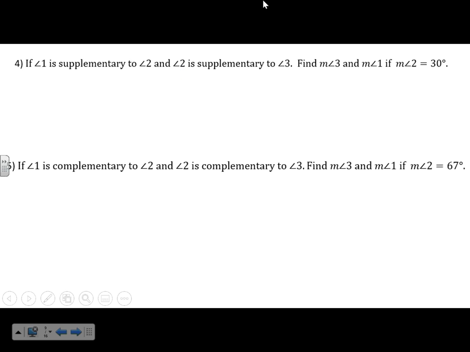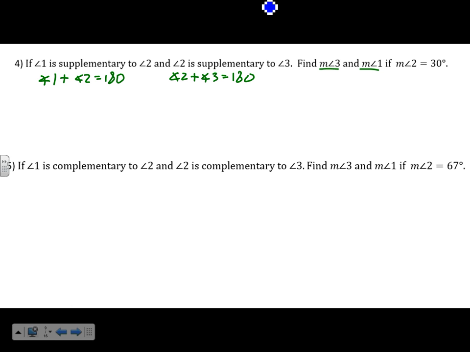So angle 1 is supplementary to angle 2, and angle 2 is supplementary to angle 3. So angle 1 plus angle 2, supplementary, is 180 degrees. Angle 2 plus angle 3 is 180 degrees. Find angle 3 and angle 1 if angle 2 is 30.